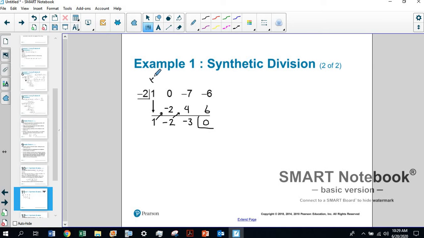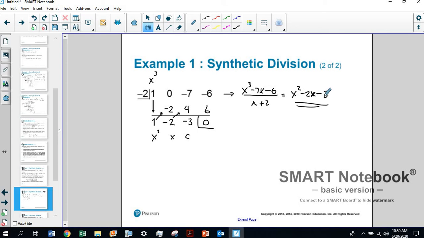Remember that this started with x cubed, and this came from an x plus 2, so this guy is an x squared term, and this guy's an x term, and this guy's a constant term. And so the answer then, if you took x cubed minus 7x minus 6 and divided by x plus 2, you get x squared minus 2x minus 3 plus 0. There's no remainder at all.